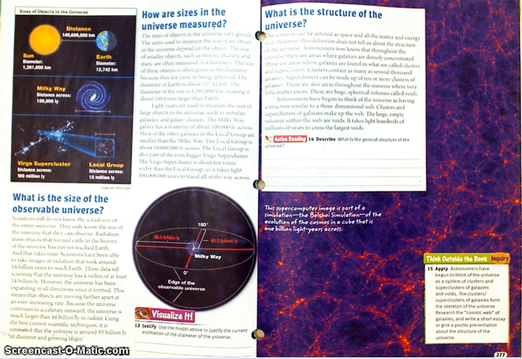The last page in this lesson is page 277. What is the structure of the universe? The universe can be defined as space and all of the matter and energy in it. However, the definition does not tell us about the structure of the universe. Astronomers now know that throughout the universe there are areas where galaxies are densely concentrated. These are areas where galaxies are found in what are called clusters and superclusters. Clusters contain as many as several thousand galaxies. Superclusters can be made up of 10 or more clusters of galaxies.